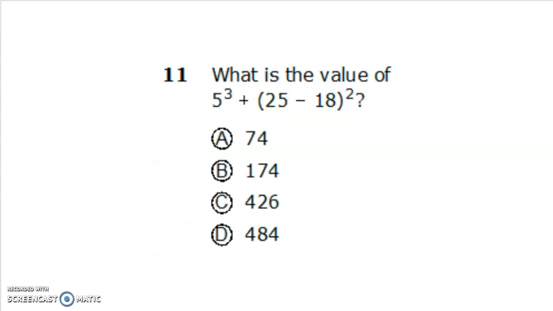Number 11. What is the value of 5 to the third power plus 25 minus 18 squared? A, 74. B, 174. C, 426. D, 484.